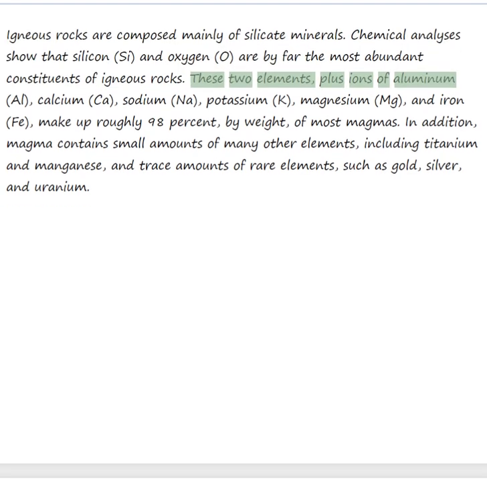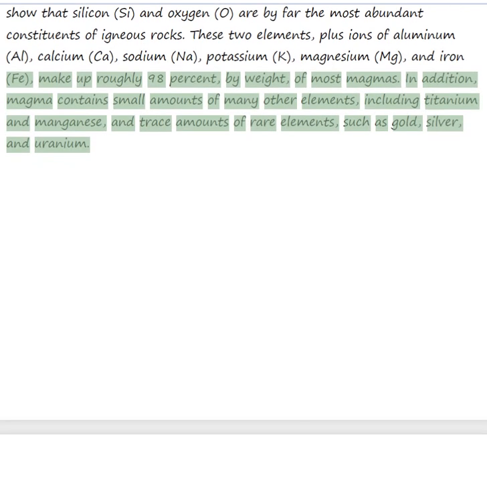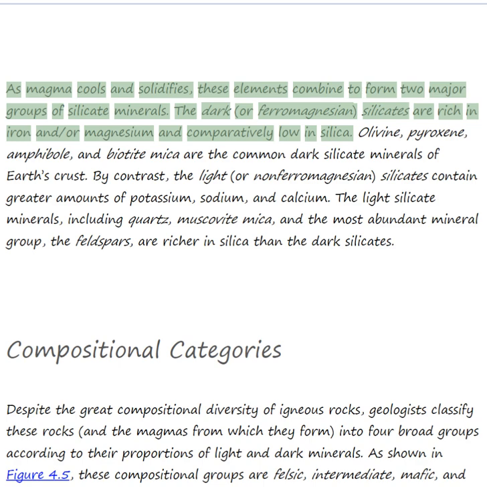These two elements, plus ions of aluminum, calcium, sodium, potassium, magnesium, and iron, make up roughly 98%, by weight, of most magmas. In addition, magma contains small amounts of many other elements, including titanium and manganese, and trace amounts of rare elements, such as gold, silver, and uranium. As magma cools and solidifies, these elements combine to form two major groups of silicate minerals.